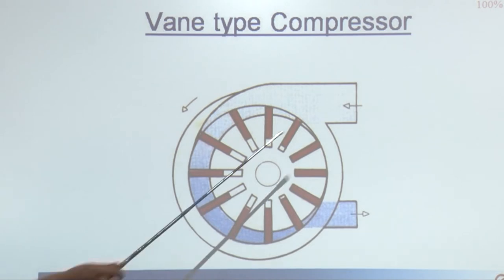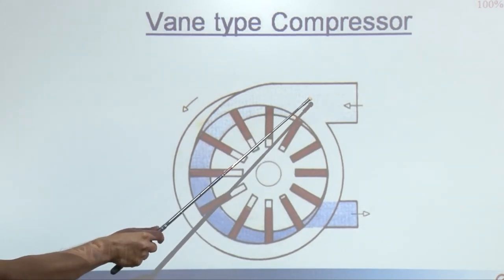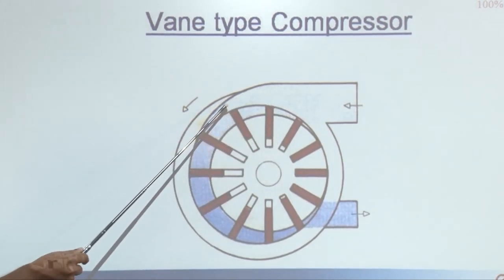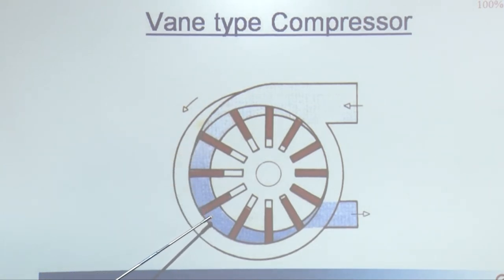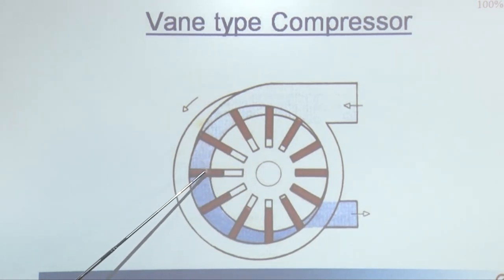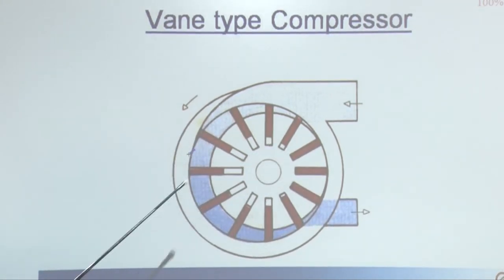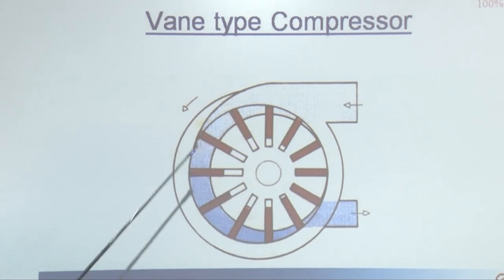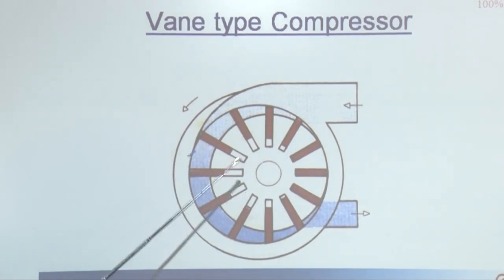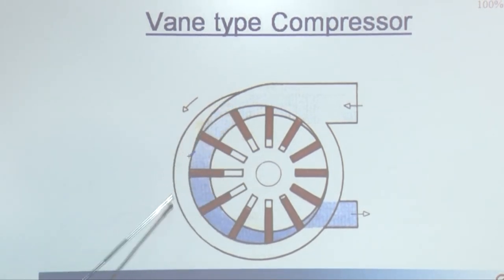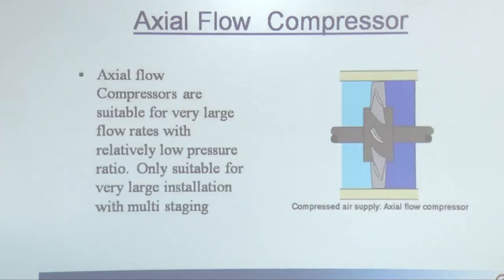Air will be sucked in, you can see the difference here, light colored we have shown, and as it moves the pressure also increases. Mainly, one of the important factors is the eccentricity of this rotor with the center of this casing. Sometimes you can also vary this eccentricity if required, to meet your design parameters according to the requirements.